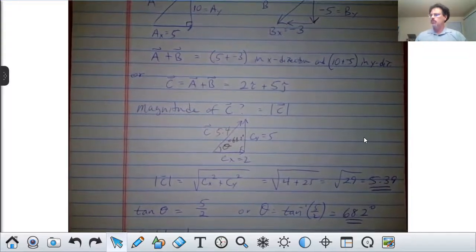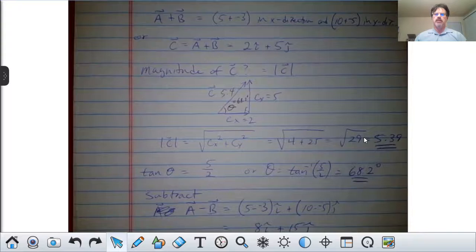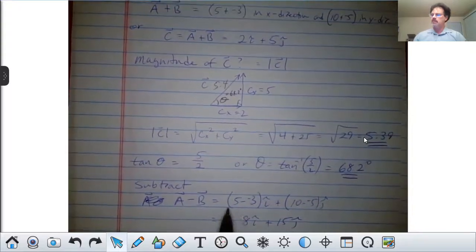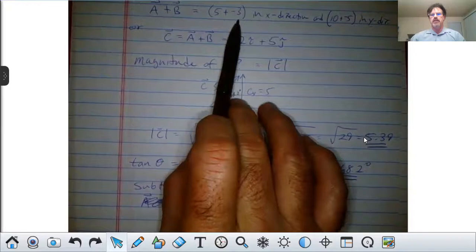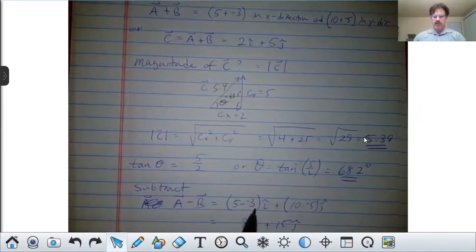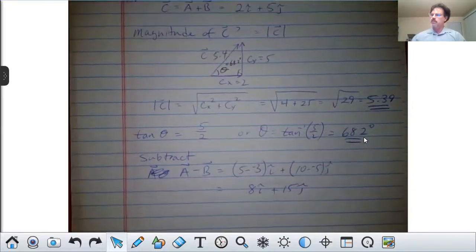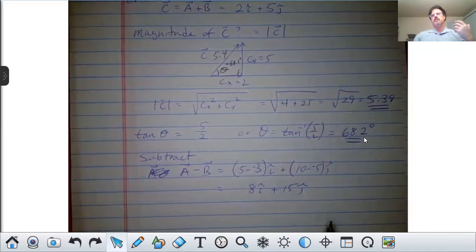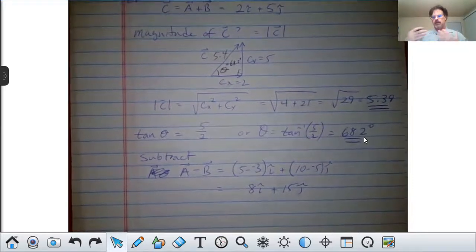Now, what if you wanted to subtract? Let's say I took a minus b. Well, that's pretty simple. Instead of adding the components, like I did up above, 5 plus negative 3, I subtract 5 minus negative 3. And so I will get different components when I subtract the two vectors, and that will give me my new vector I get from a minus b.